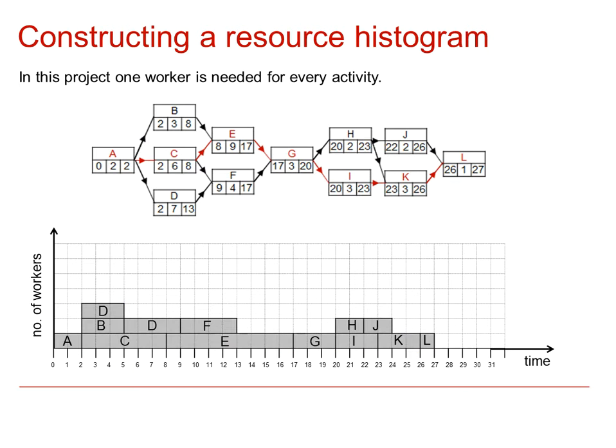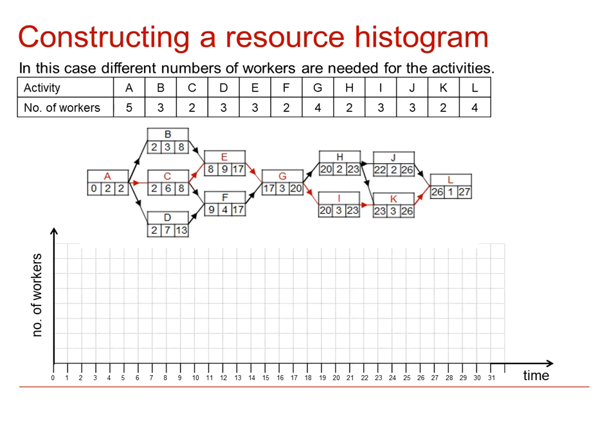So there's a nice neat version of it. But remember, this was one worker needed for each activity, and that in general is not going to be very realistic because some activities are going to require more workforce than others. So here's a second example. It's the same activity network, but this time we're considering when we need different numbers of workers. So we can see here we've now got a new table being introduced where we've got the number of workers for each activity.